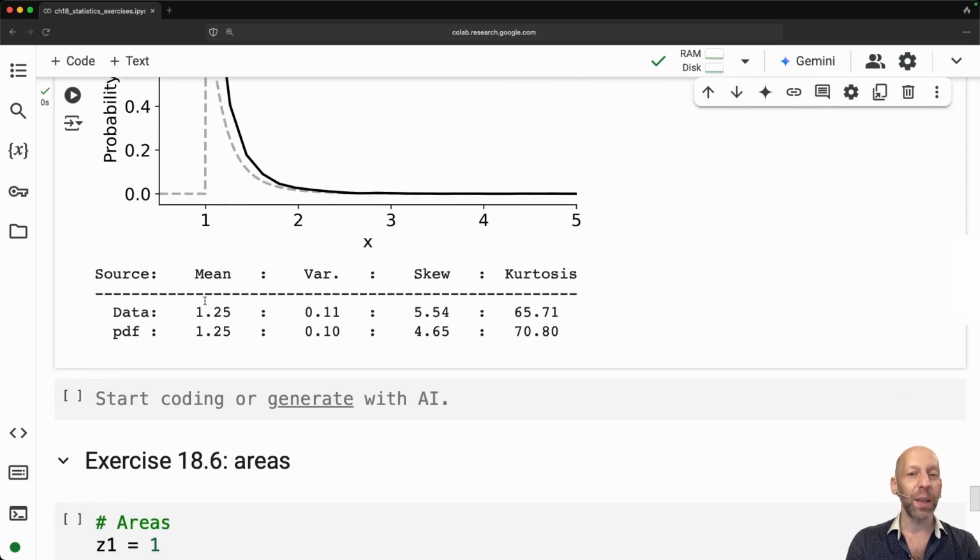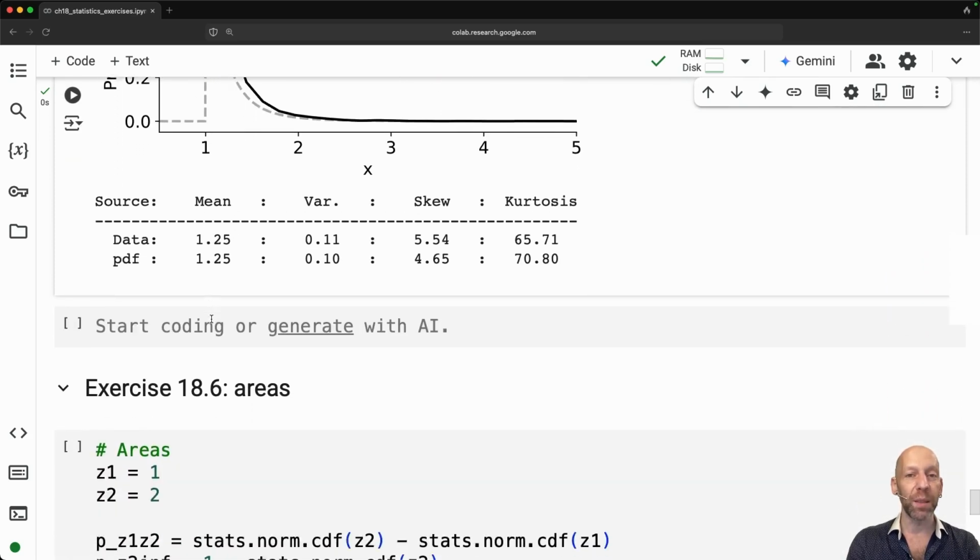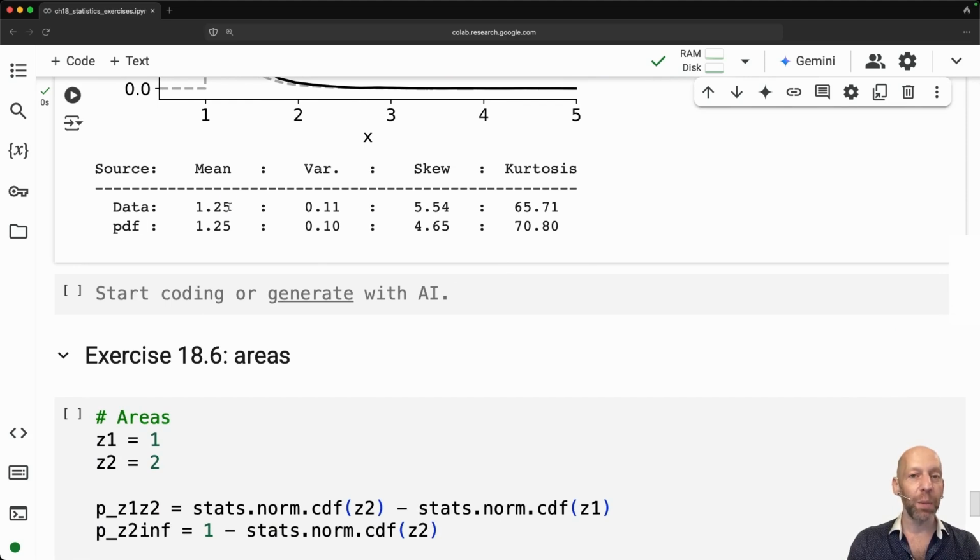Okay, now let's look at the moments for the data, the empirical moments, and the analytic moments. So the mean matches very, very closely within this resolution. Variance matches, that's great. The skew, it's not so close. And here the kurtosis seems to be really off.